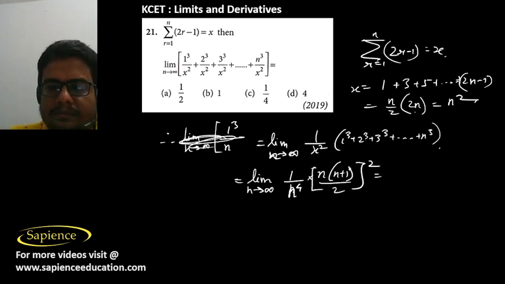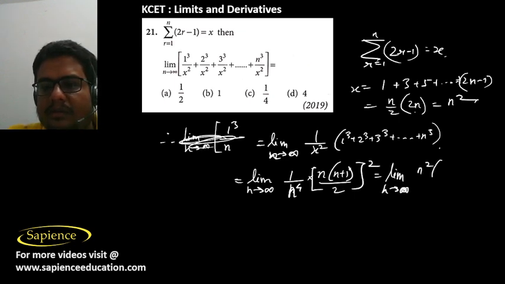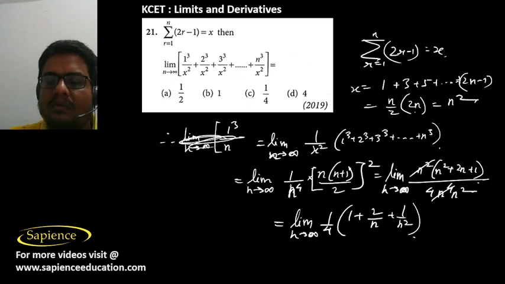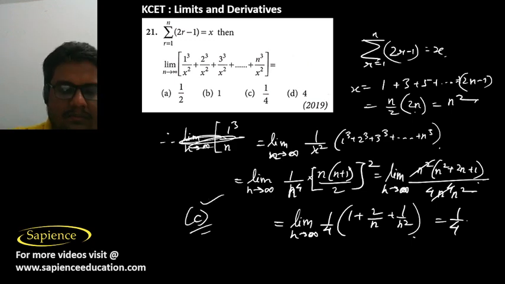So this is limit n tends to infinity of n square into n square plus 2n plus 1 by 4n power 4. So n square and this will cancel out. So I can write limit n tends to infinity of 1 by 4 into 1 plus 2 by n plus 1 by n square. So if I put n equal to infinity here, now this will be 1 by 4. So option C is the correct answer.